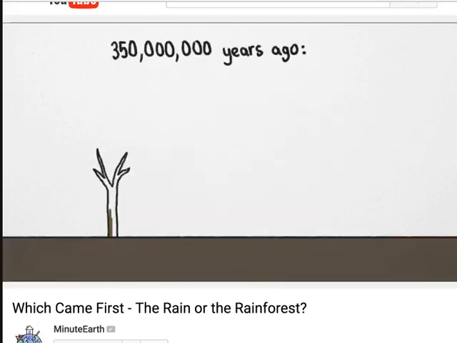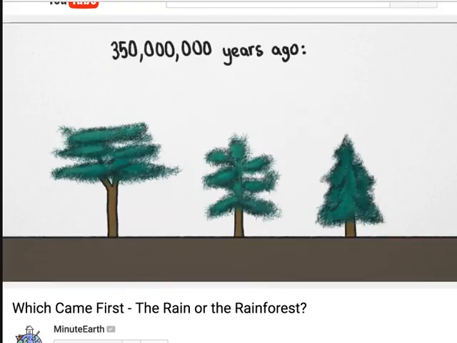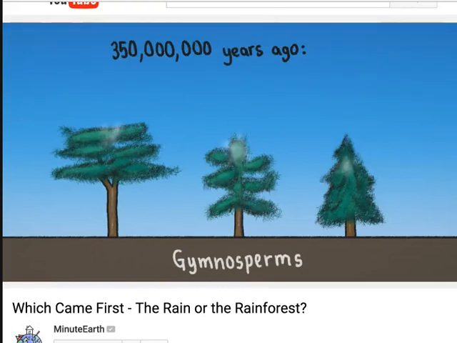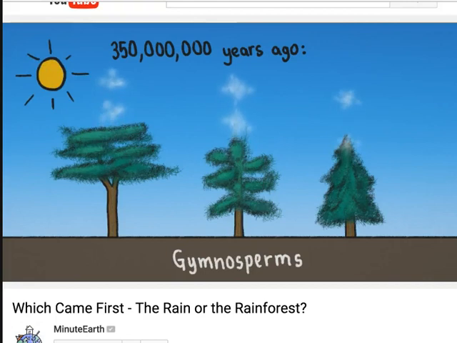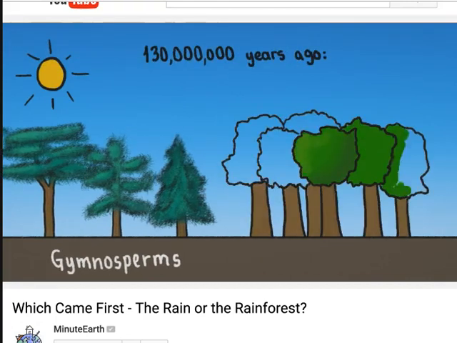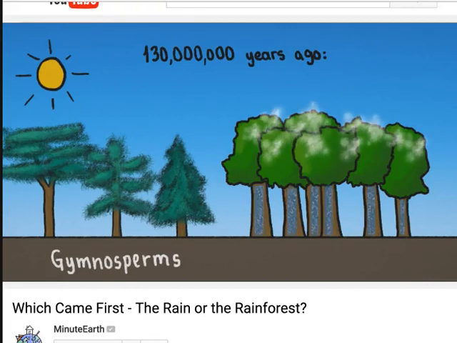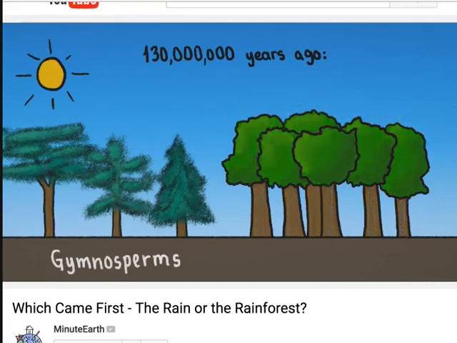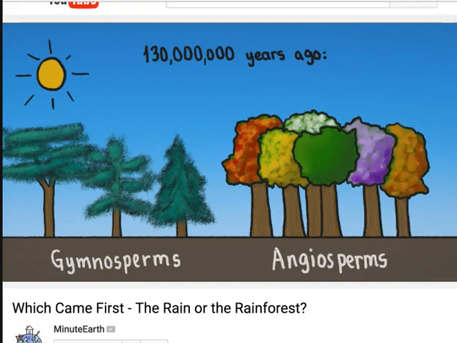Well, before rainforests, ancestors of trees like cypress, pine, and spruce dominated the land, but they were conservative when it came to using and losing water, so the air tended to be dry, meaning less rain. However, around 130 million years ago, a new kind of plant developed that took the risk of losing more water in return for souped-up photosynthesis. These were the flowering plants, and their risk paid off.